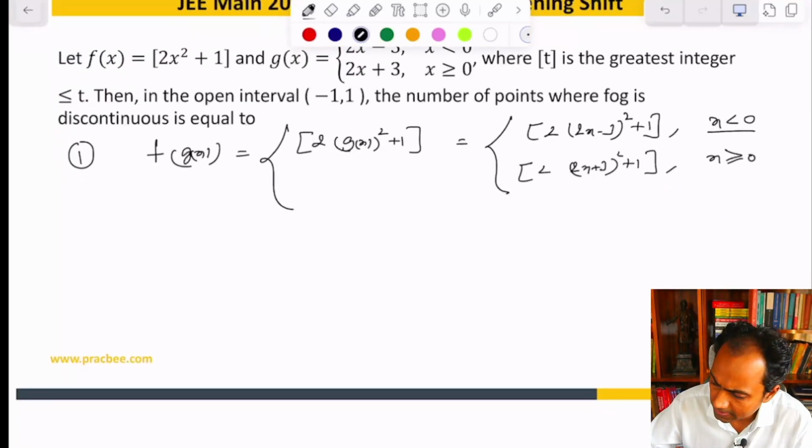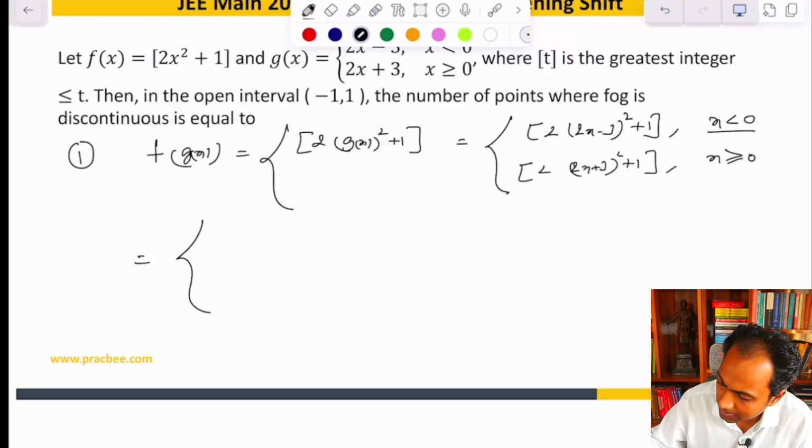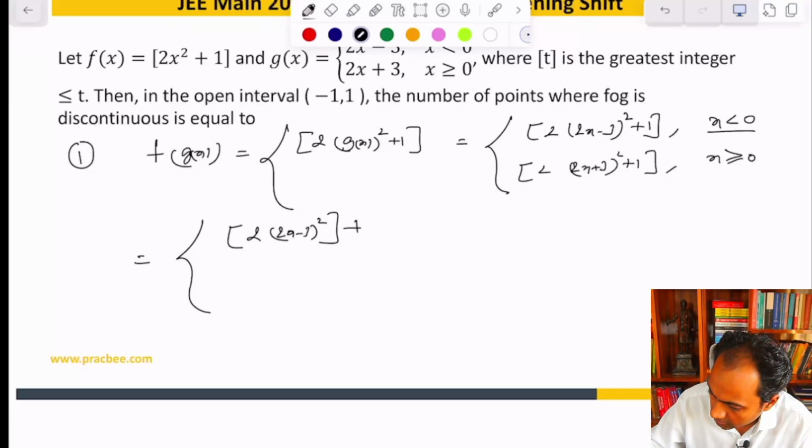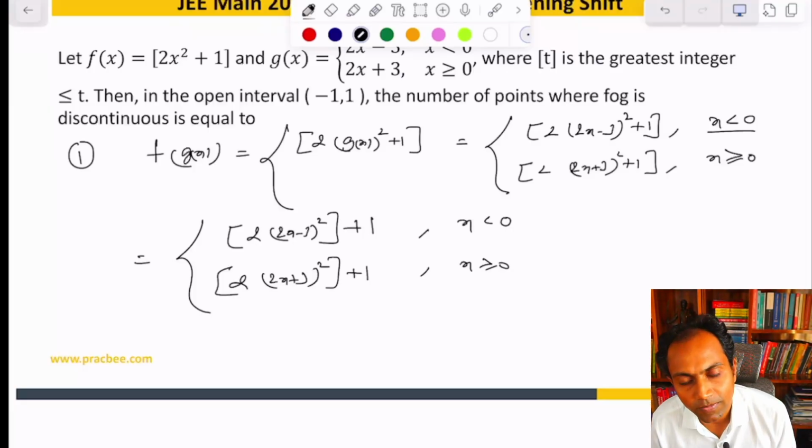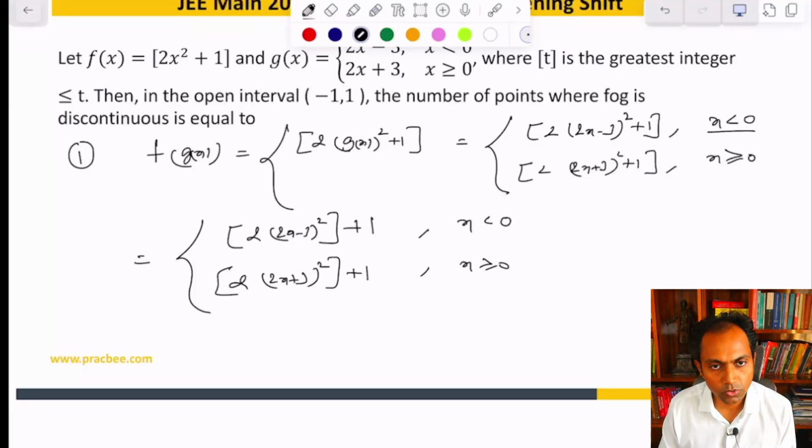So now what they're saying is, let us first interpret this function, then write the second part of the question. So this will become the greatest integer function of 2 times (2x minus 3) whole square plus 1 for values of x smaller than 0. And this becomes the greatest integer function of 2 times (2x plus 3) whole square plus 1 for values of x greater than or equal to 0. Now what they are saying is, if I substitute values between -1 and 1, how many points of discontinuity are there?